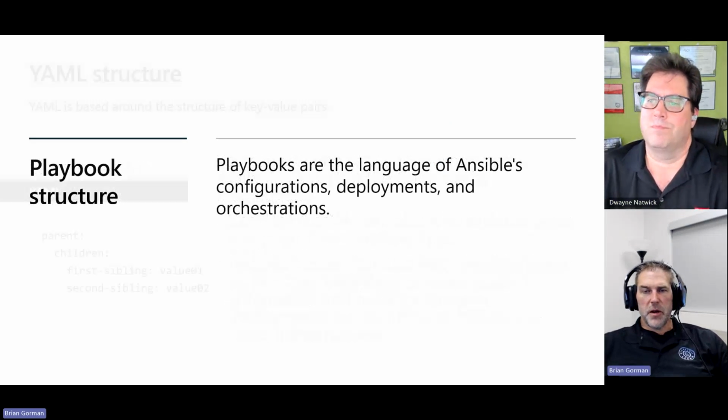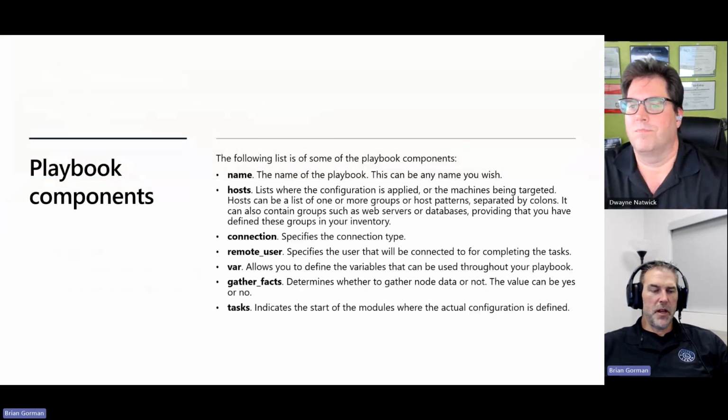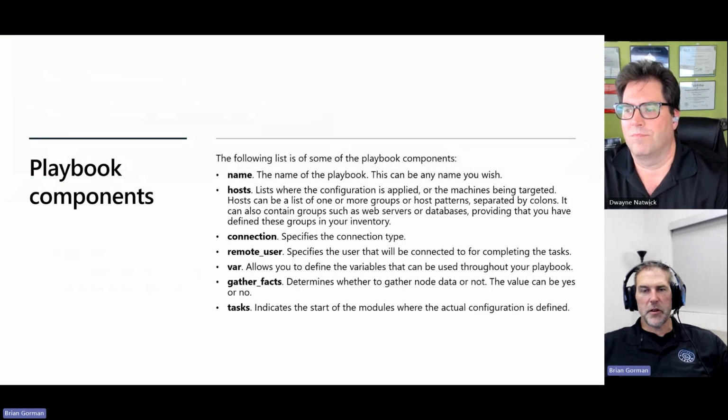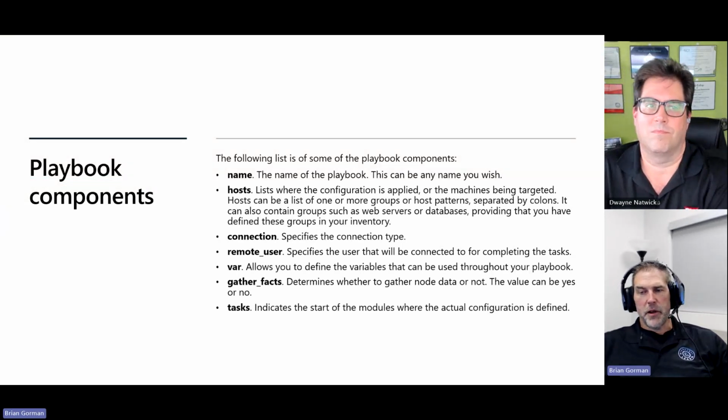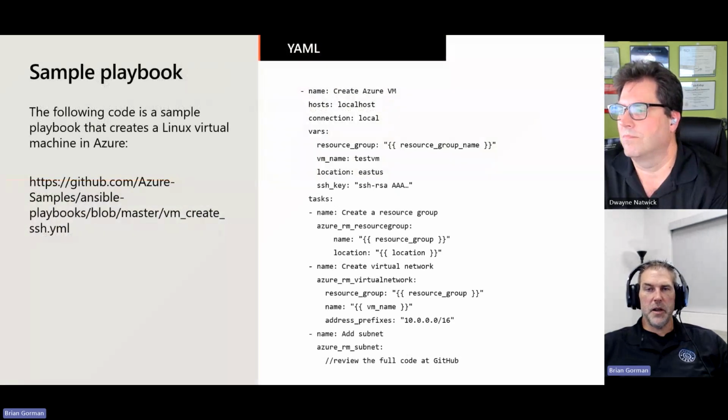So essentially, we're going to create a playbook and we're going to run it. It uses YAML. And if you're not familiar with YAML, it's another markup language, right? YAML ain't markup language. Ultimately, we're going to create the playbook. This is how you can run it: ansible-playbook create VM.yaml. It is installed in Azure to begin with.